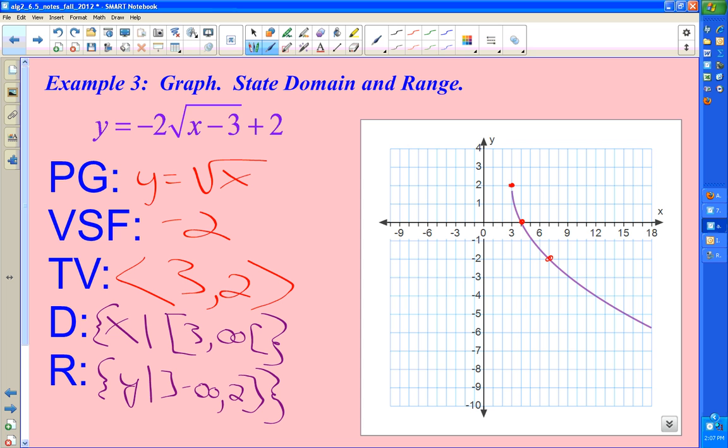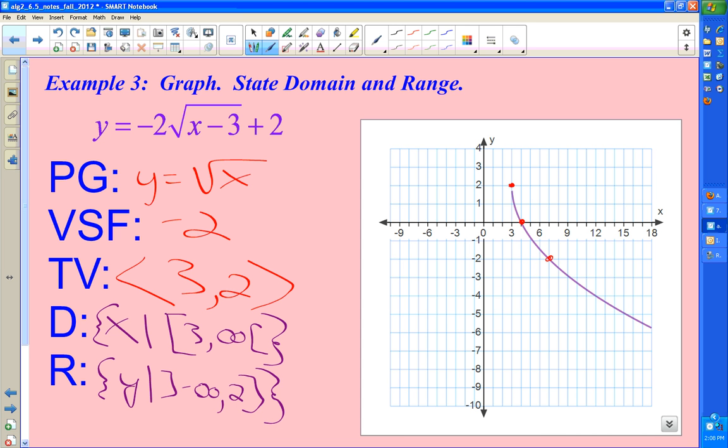Here's where y is 3, right? Is there a point on the graph anywhere where y is 3? No. What's the biggest y can be? 2. That's a domain and range restriction. The biggest we can get to is 2 for the y's. The smallest we can get to is 3 for the x's. You can't pick anything to the left of that or above.